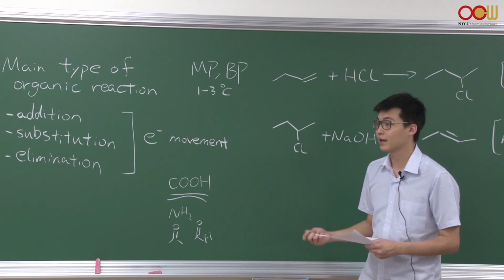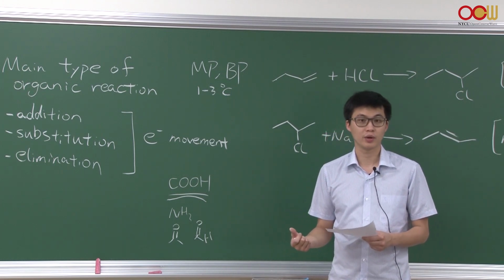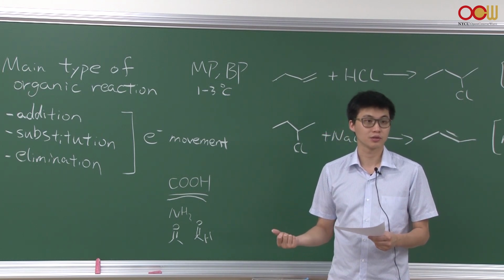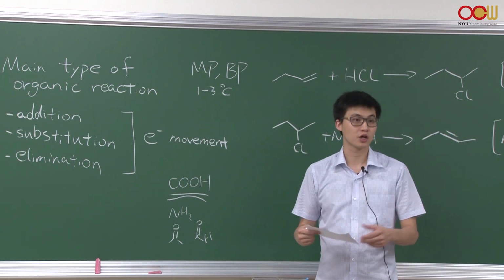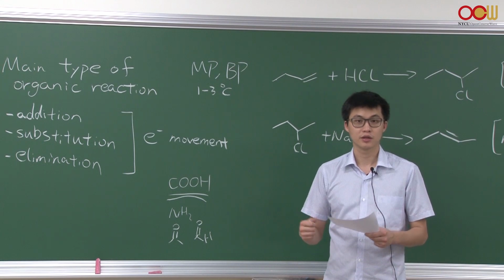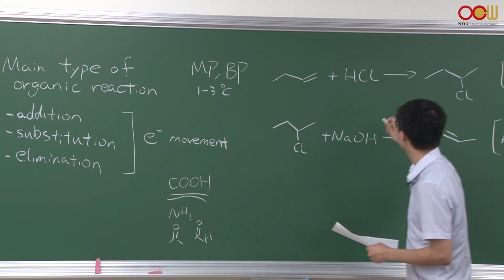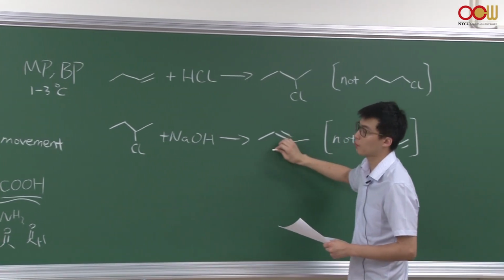We can also eliminate the stuff that we don't want by doing extraction. Maybe one substance is more soluble in water and the other is soluble in organic solvents, and then you can do separations. And how do we know these are the structures that we're getting?